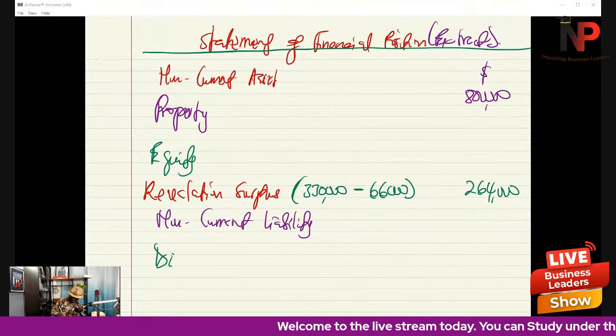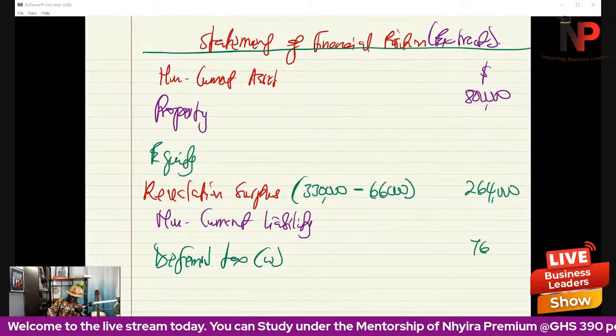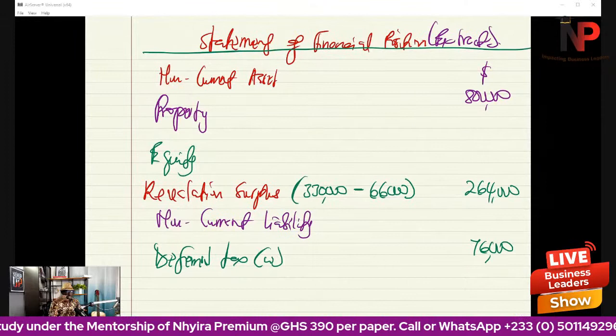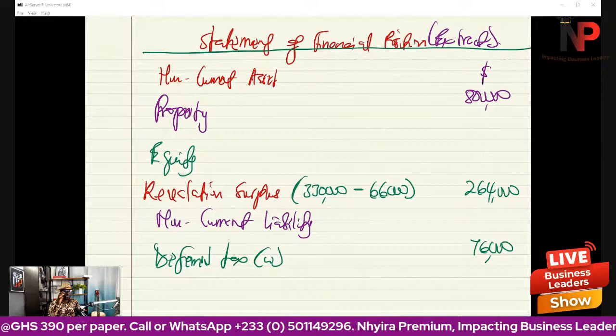And from our workings, the entire 76,000 comes here. Does it make sense? So this is how the statement of financial position is going to look like.